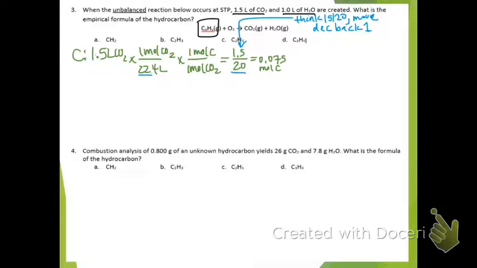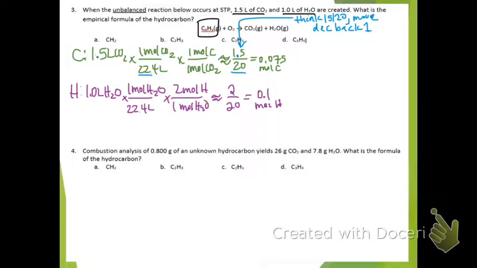But because we have that extra factor of 10 we're dividing by, and the 1.5, since it's not 15, we're moving that decimal back one. We have 0.075 moles of carbon. So let's look at finding our moles of hydrogen. When I found my moles of hydrogen in the 1 liter of CO2, again I rounded that 22.4 to 20, which gave me 2 over 20, which is 1/10 of a mole for hydrogen.